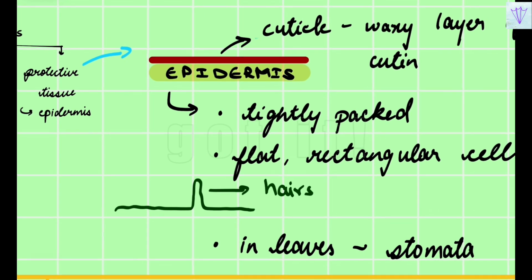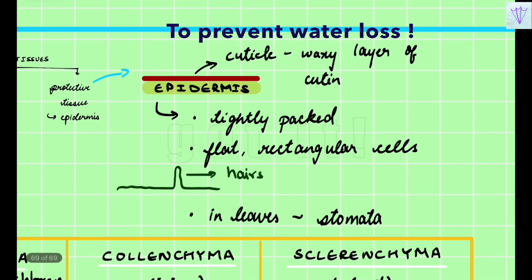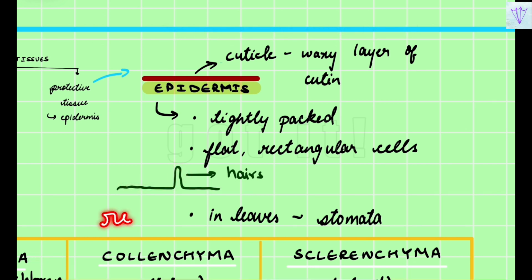The epidermis is tightly packed and has flat rectangular cells. On top of this, you will find the cuticle layer, which is a waxy layer of cutin. In the epidermis, you will have hair-like structures which increase the surface area, for example in the root hairs.